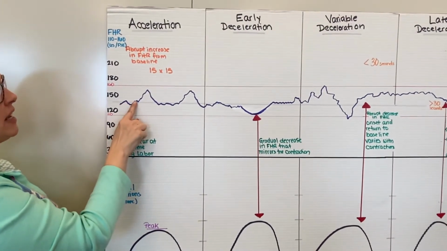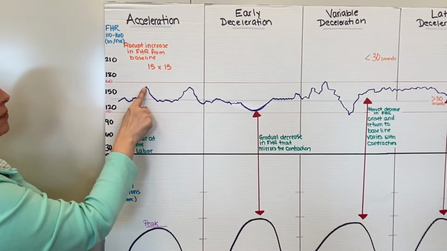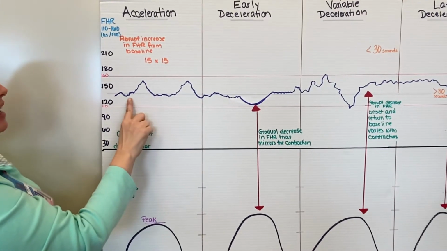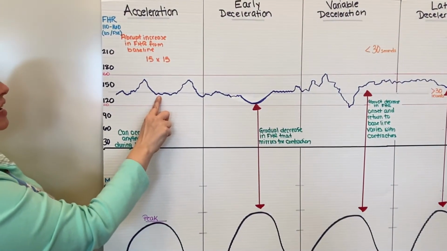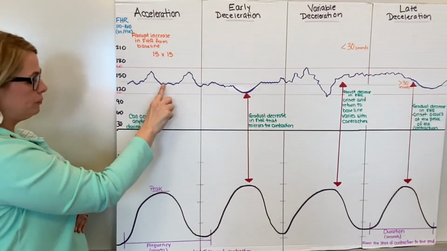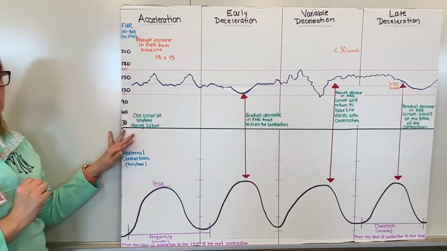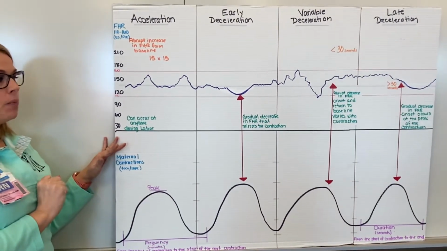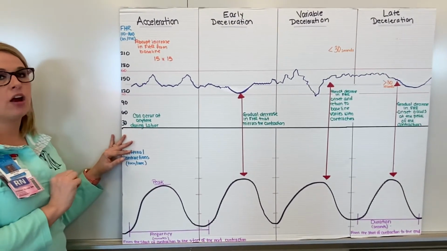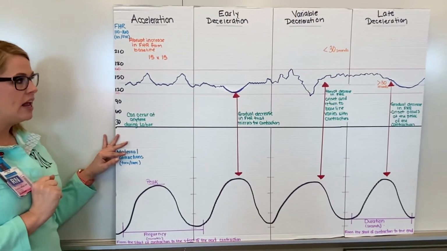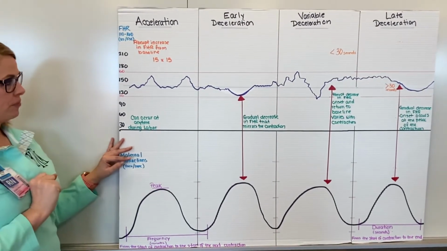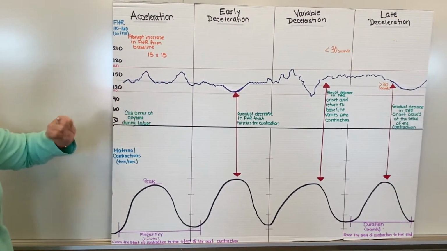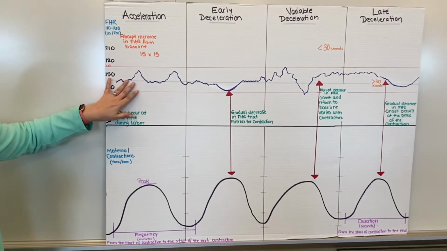So 15 beats above the baseline, so this is going up to about 155. We said the baseline was 140, and it's lasting for 15 seconds. This is called an acceleration. This can occur at any time during labor with or without contractions, and this is a positive sign for the baby. This means that our baby is well oxygenated and is doing good. All right, so as you can see, this can happen with or without contractions, and it is a sign for oxygenation.